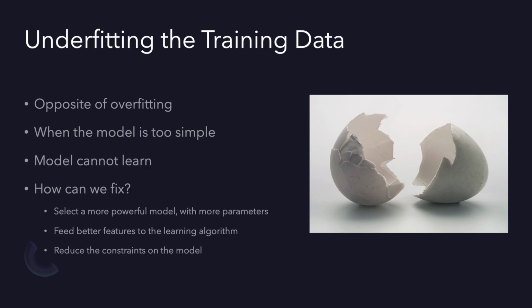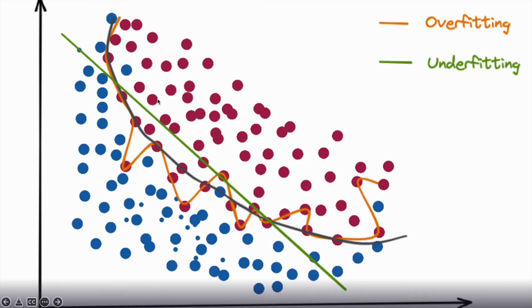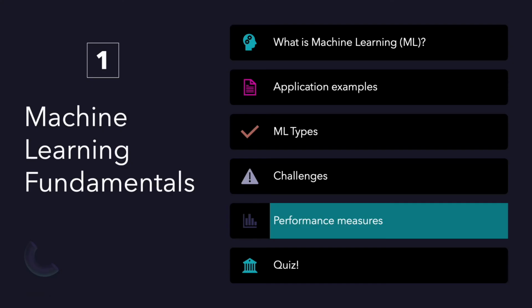If you remember, the orange one is the overfitting example, and the light green line is the underfitting example. As you see, it's not the right model for this data set. It's too simple. Okay. Until now, we solved data and algorithm-related challenges and possible solution ideas. In the next section, we will see how to evaluate our machine learning systems. What are the performance measures?